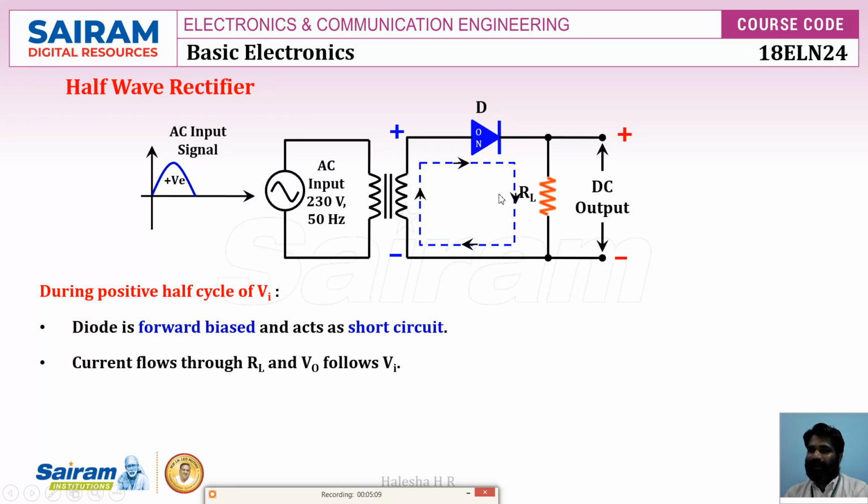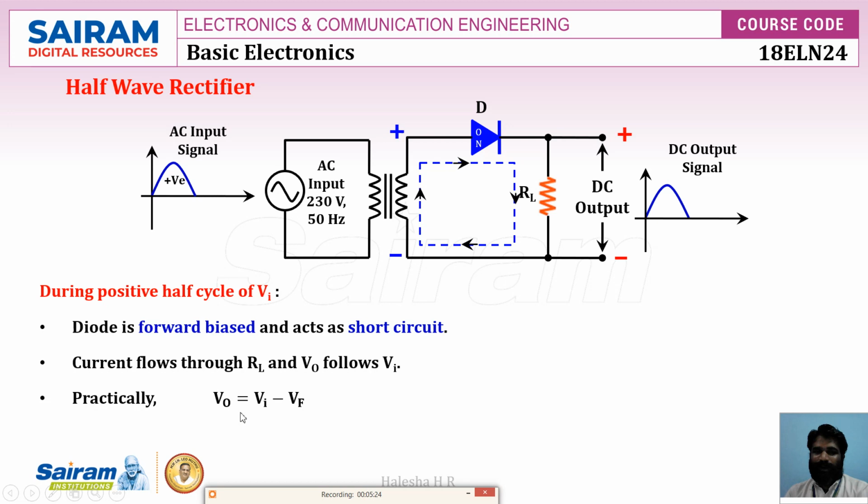This is the direction of current flow, negative to positive. So this is the DC output signal. I mean this AC input signal is allowed. Theoretically Vout is equal to Vi, but practically Vout is equal to Vi minus Vf, where Vf is the forward voltage drop across the diode.